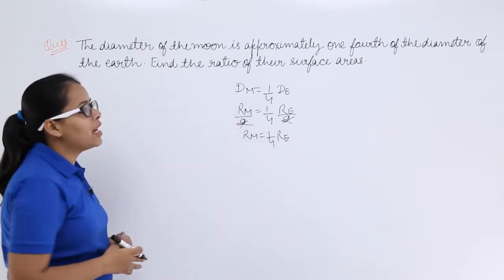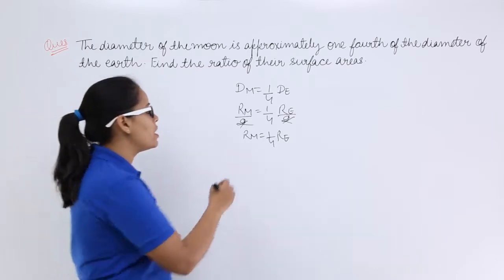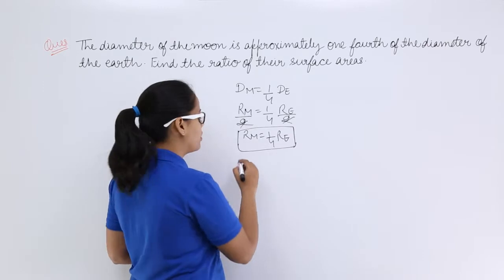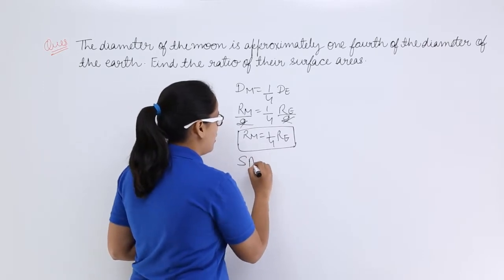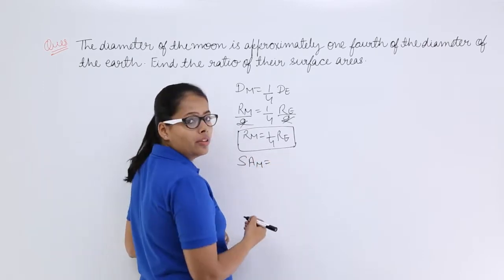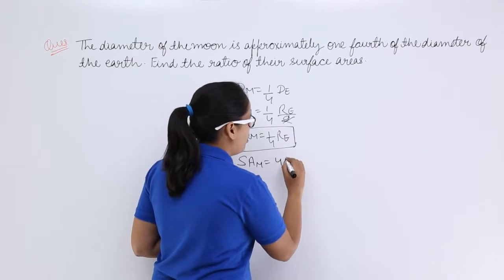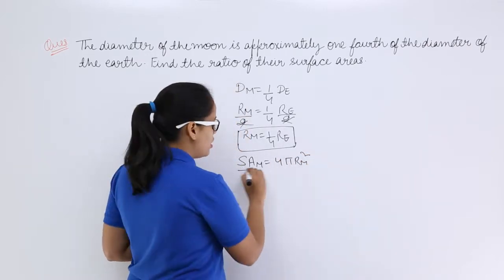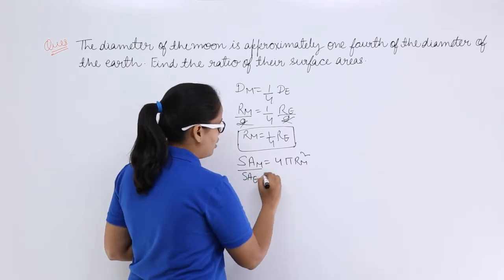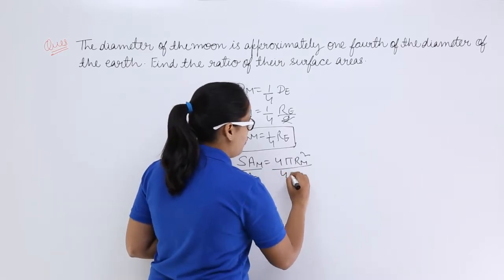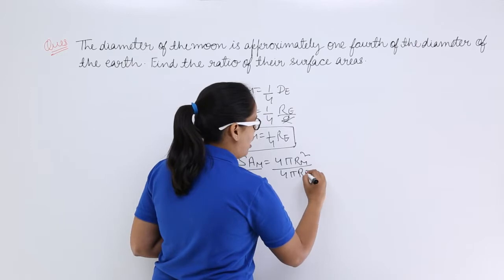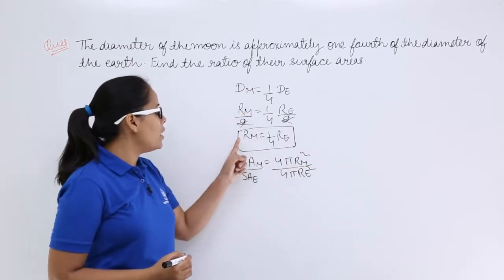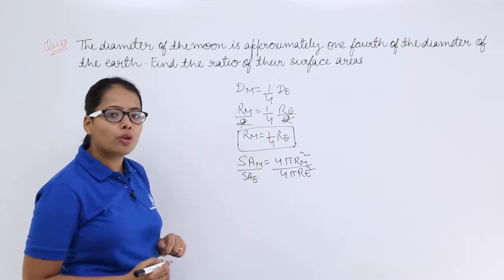Now you need to find out the ratio of their surface areas. How are you going to find out? Surface area of moon is 4 pi Rm whole square. Surface area of earth is 4 pi Re whole square. You can replace the value of Rm as 1/4 of Re.